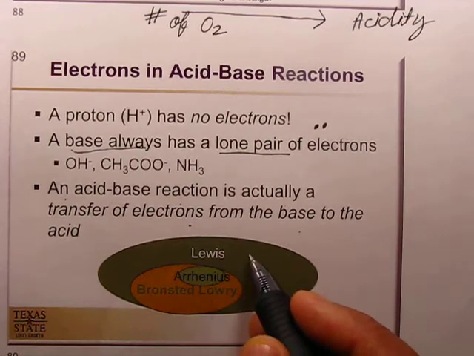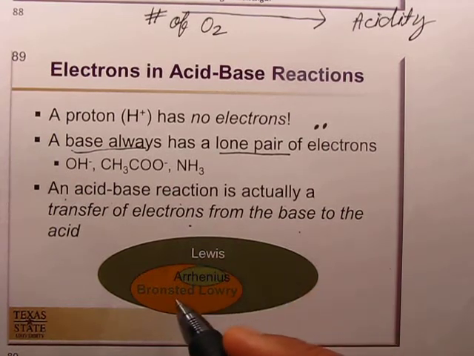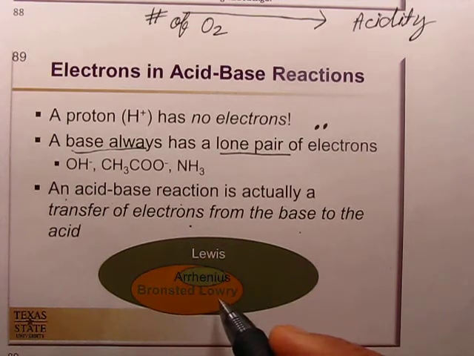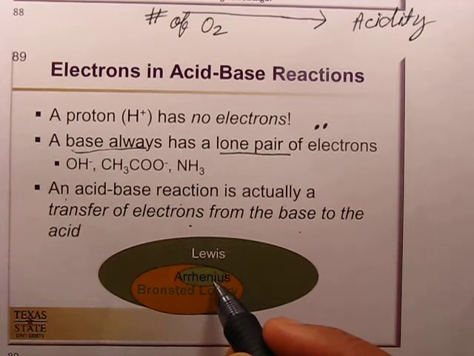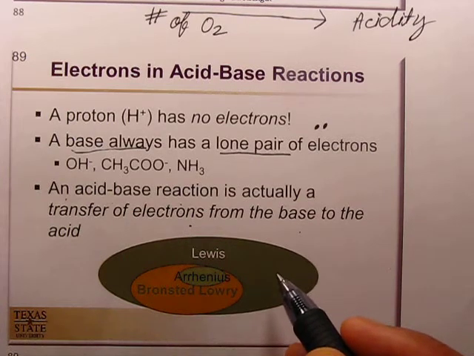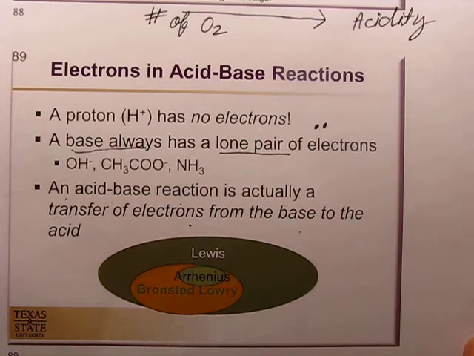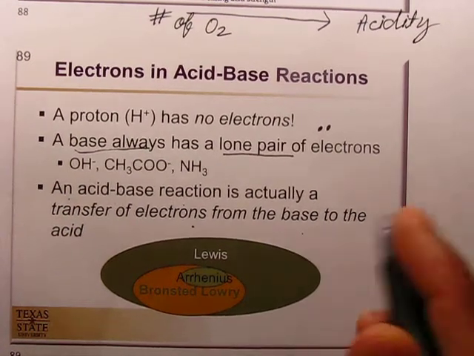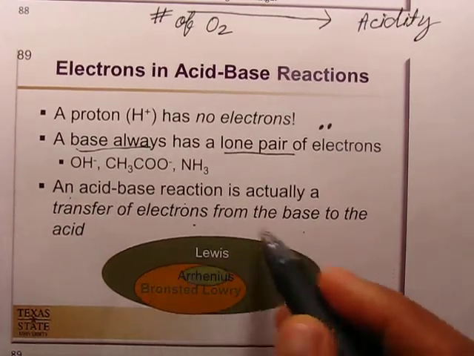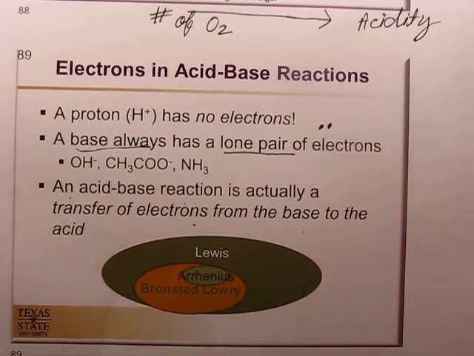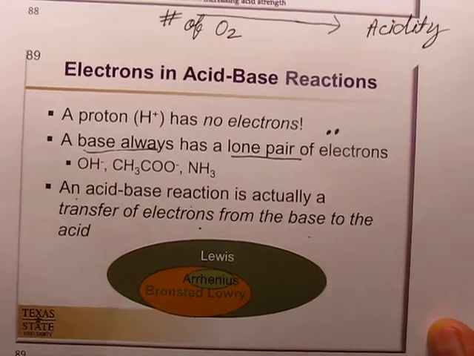So Lewis acid base is based on electron transfer, Bronsted-Lowry acid base is based on proton transfer and acceptor, and Arrhenius theory is based on hydrogen ion transfer. And out of that, Lewis theory comprises everything, Bronsted-Lowry and Arrhenius theory.